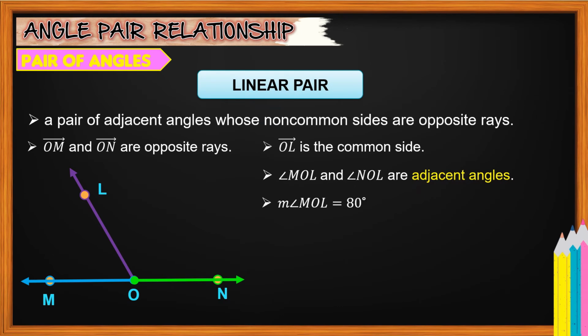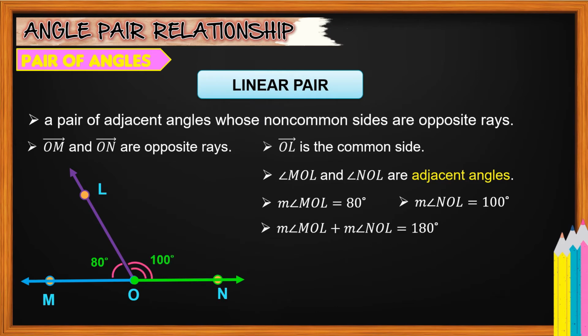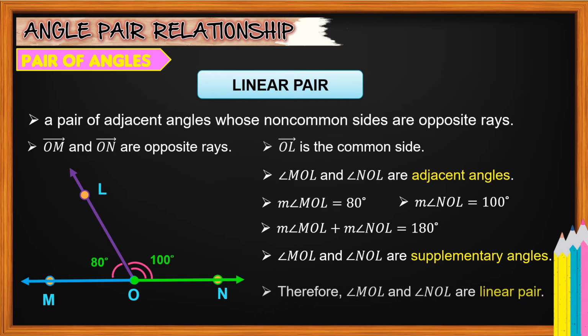And given the measure of angle MOL is equal to 80 degrees and the measure of angle NOL is equal to 100 degrees, we have the measure of angle MOL plus the measure of angle NOL is equal to 180 degrees. So the angle MOL and the angle NOL are supplementary angles. And we can also say that angle MOL and angle NOL are a linear pair. They are adjacent and they are also supplementary angles.